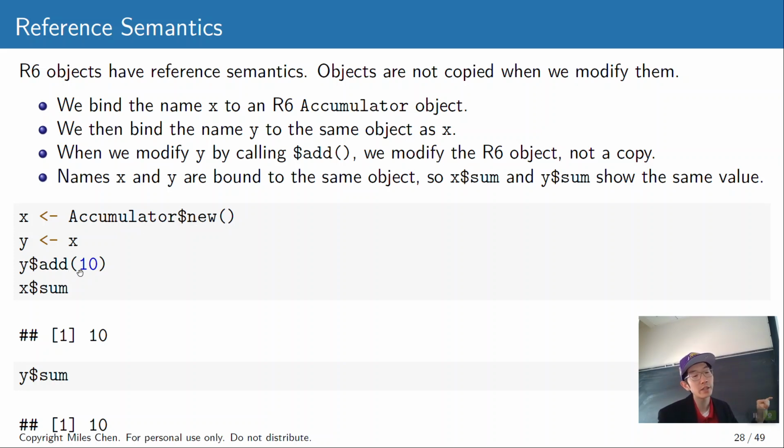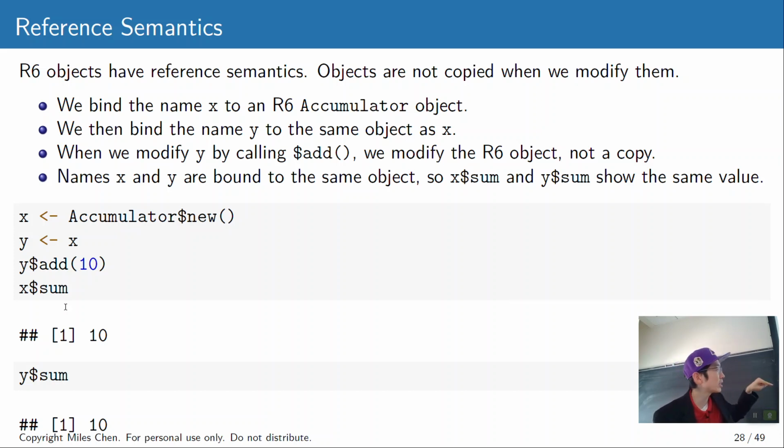Here I'm going to add 10 to Y. When I add 10 to Y, the name Y is pointing to the same object in memory that the name X is pointing to. These are not different things, and when I modify Y by calling add, I'm not going to create a copy. So I added 10 to Y, I call Y$add(10), but what happens? X$sum is 10, and Y$sum is 10, okay? It's not that X also got modified, it's that X and Y are the exact same object.